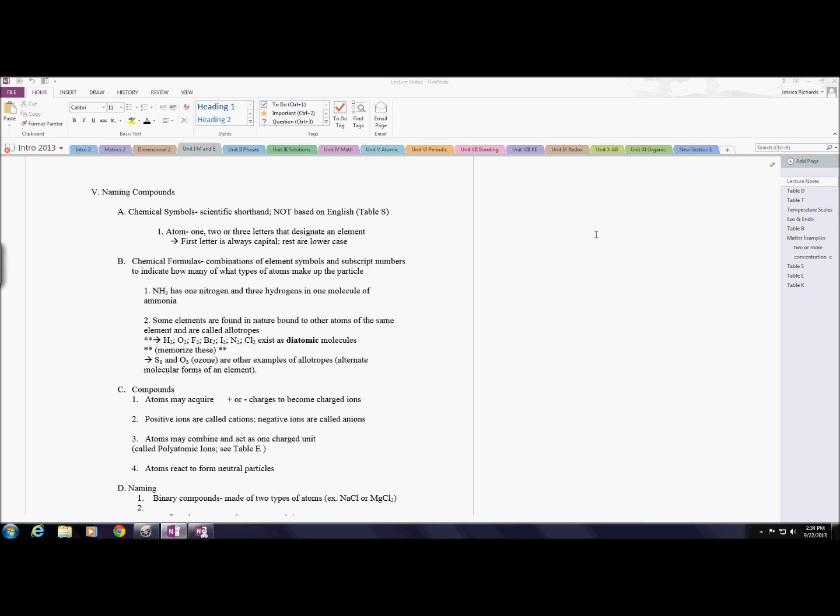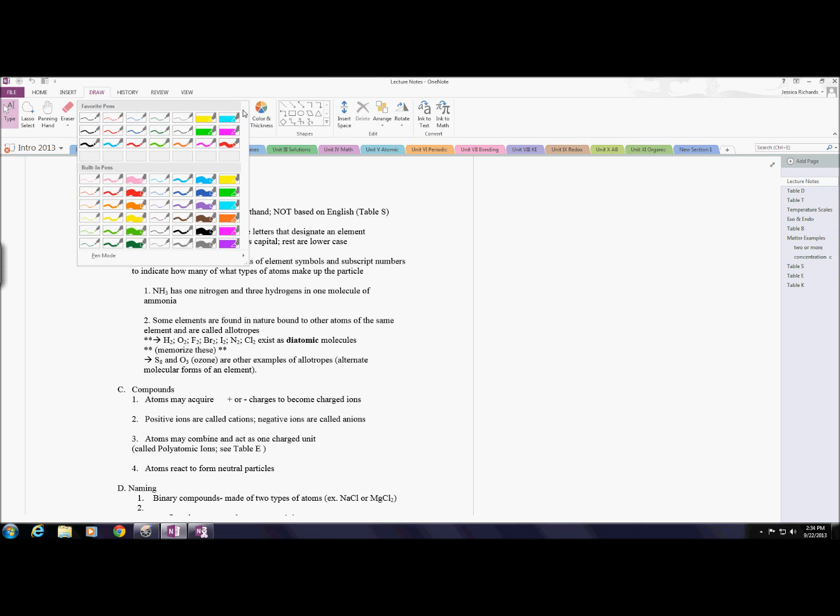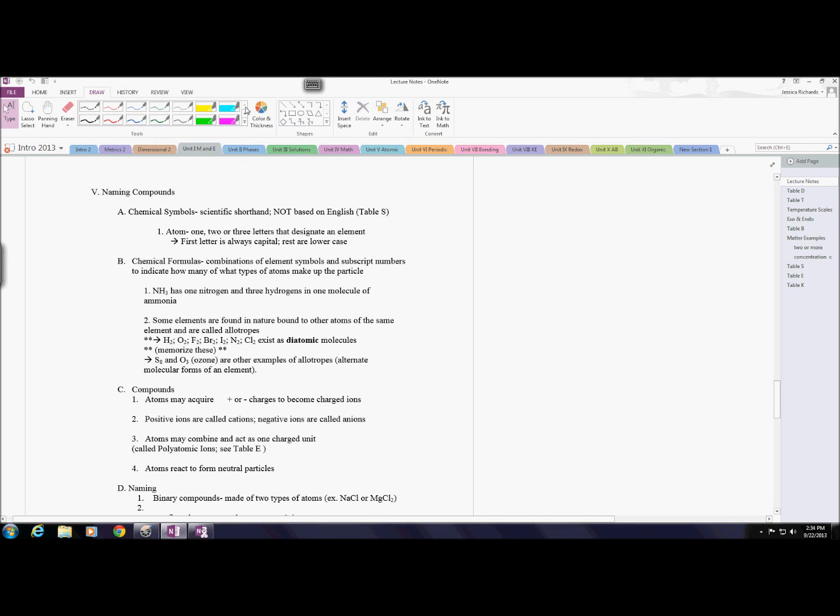I like to start right at the very beginning because for some of you, naming compounds is going to be a little more difficult. And for some of you, naming compounds is just going to make sense right from the very beginning. So we're going to start early, and by the time we get midway through the year, hopefully it clicks for everyone.